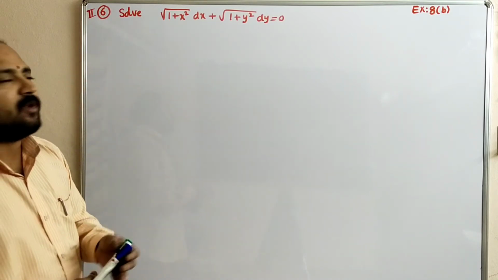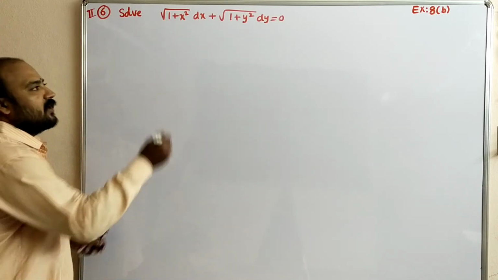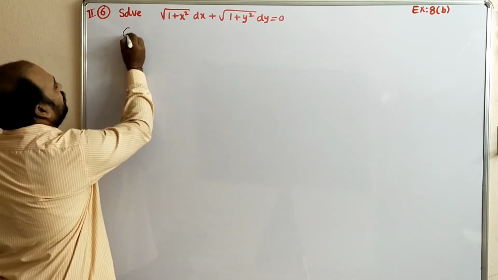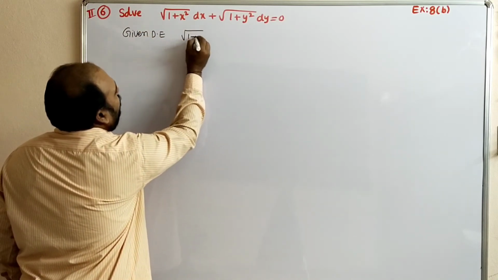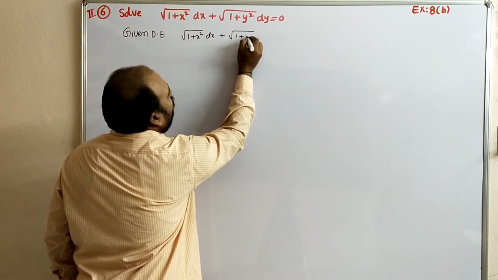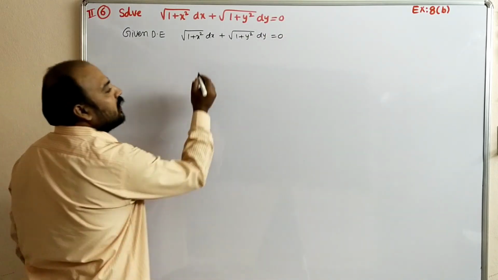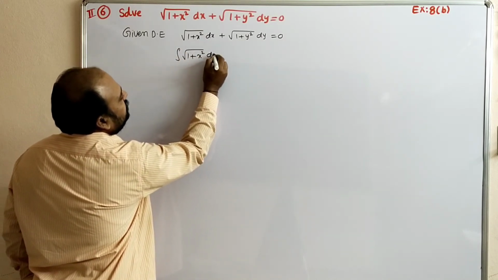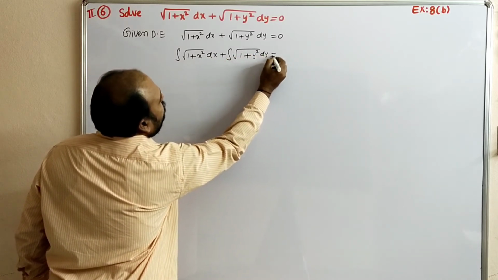Before going to integrate, we need to learn the formula for the integral of square root of 1 plus x square. So first, write the given differential equation: square root of 1 plus x square into dx plus square root of 1 plus y square into dy equal to 0. Now taking integration on every term, integral square root of 1 plus x square dx plus integral square root of 1 plus y square dy is equal to 0.